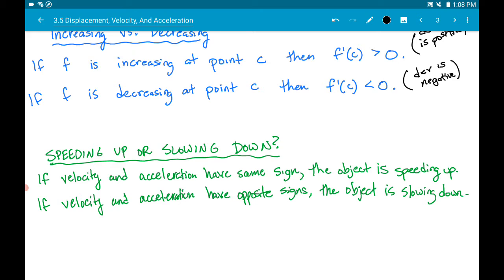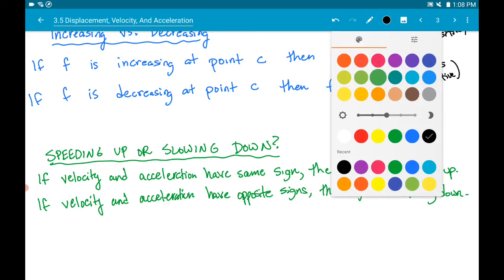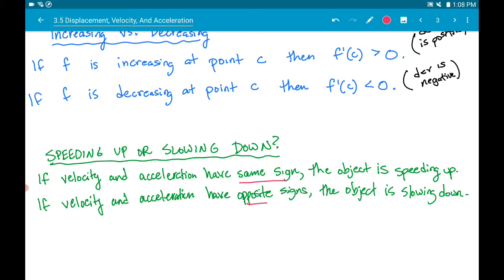It says, if velocity and acceleration have the same sign, the object is speeding up. If velocity and acceleration have opposite signs, so same sign versus opposite signs, then the object is slowing down. If you think about just a quick car example, the idea is if your car is moving in one direction, because velocity takes into account the direction. So let's say it's moving in the positive direction, or we say the car's moving forward.